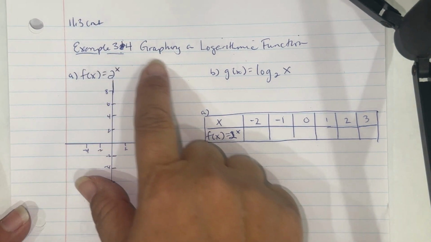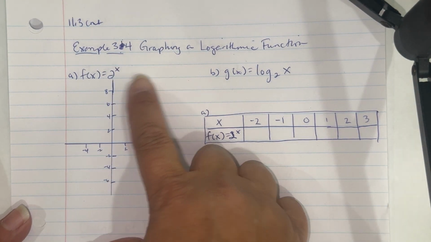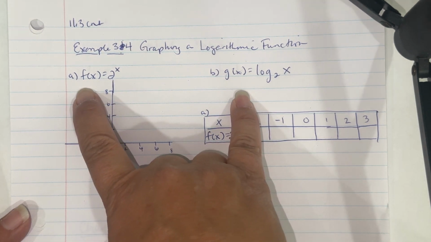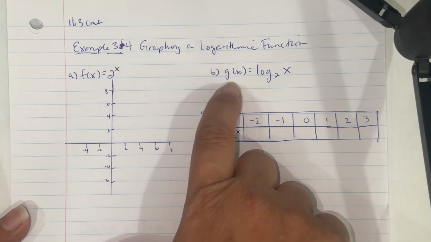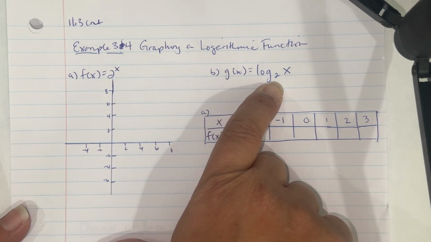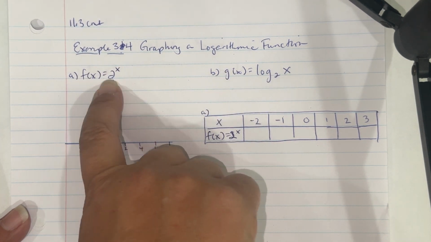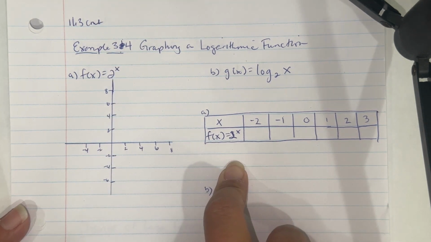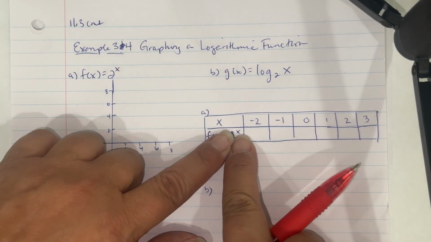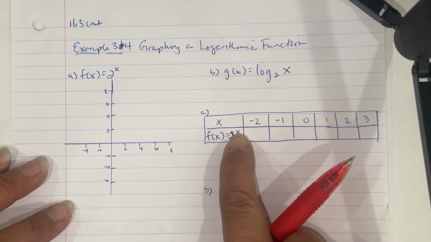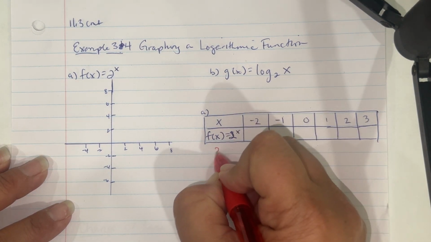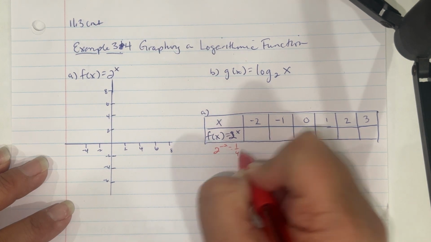In examples 3 and 4, it's about graphing logarithmic functions. They gave us 2 functions and they want us to graph them on the same plane. So f of x equals 2 to the x, and g of x is equal to log sub 2 of x. We're going to start with f of x equals 2 to the x, and I'm going to use a table. So it's saying 2 to what power gives us negative 2? Because the x is negative 2. So you're saying 2 to the negative 2 power, well that's 1/4.